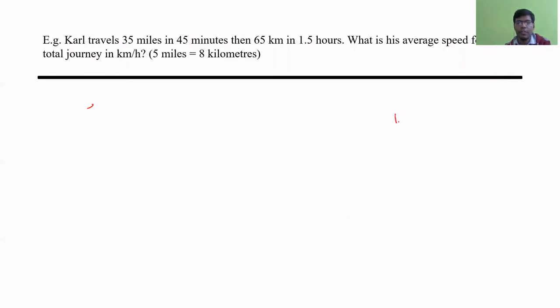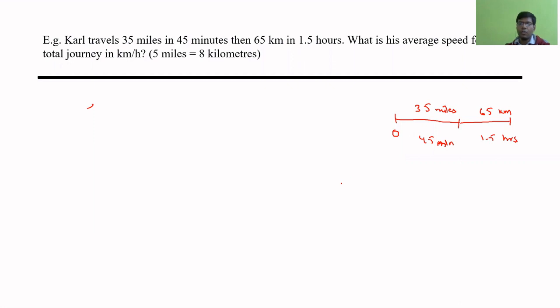Okay, so first of all, this is the place from where he's originating his journey, starting his journey. So he's traveling 35 miles. And what is the time? 45 minutes. Okay. And then he's traveling 65 kilometers in 1.5 hours.